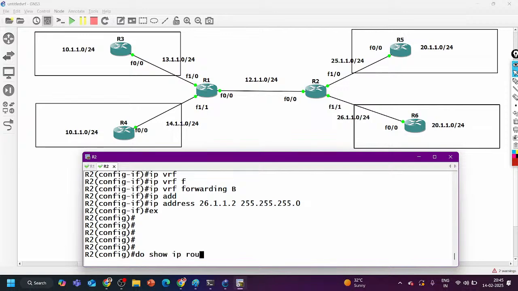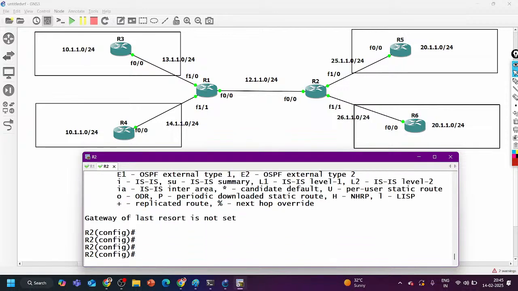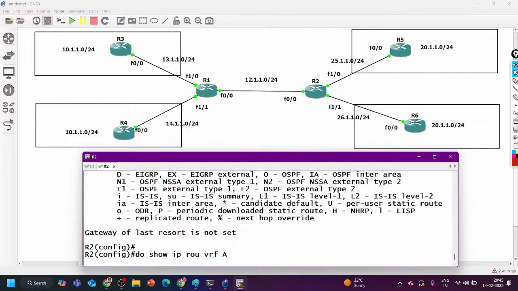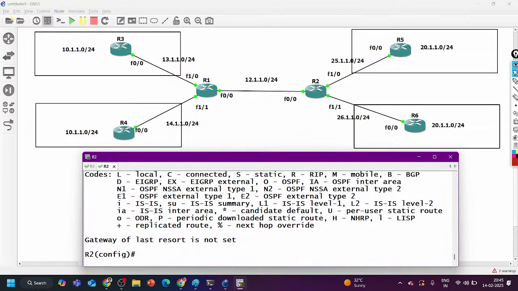We have a similar output here. Do show ip route in the global routing table. I am not able to see any prefix. Do show ip route vrf A. In the VRF A routing table also, I don't have the subnet. In VRF B, why don't I have the subnet?